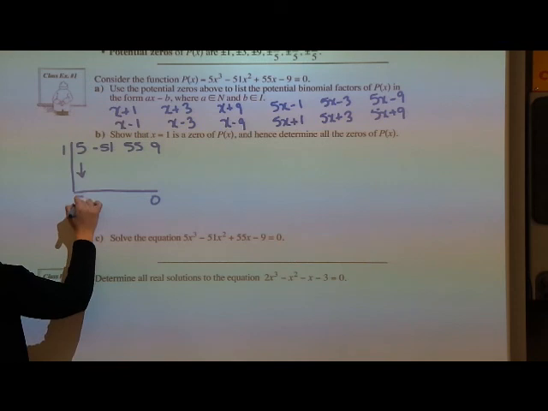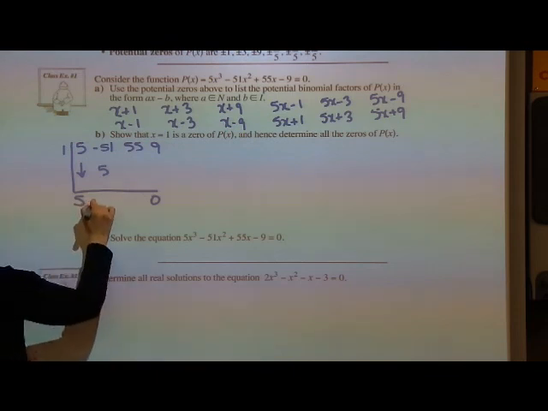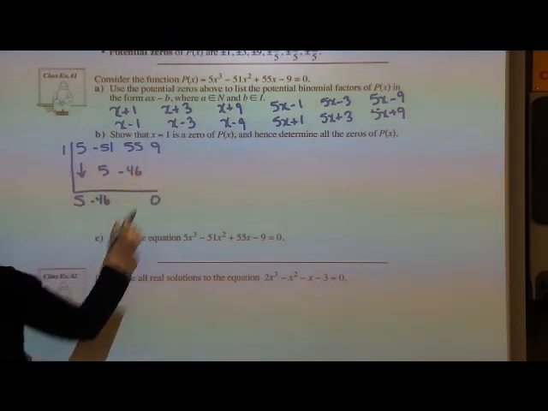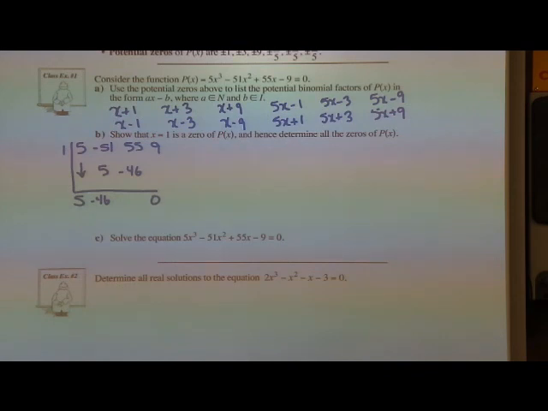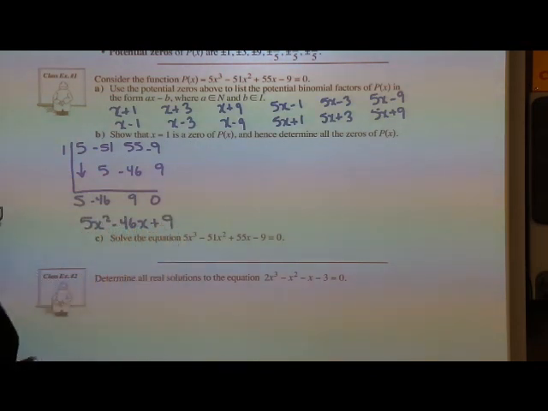So I drop the 5. Negative 51 plus 5 equals negative 46, and then negative 46 times 1 is negative 46 plus 55 is 9. Well, this should have been a negative 9. There we go. 1 times 9 is 9 plus negative 9 equals 0. So now I have 5x squared minus 46x plus 9 is what is my other factor.